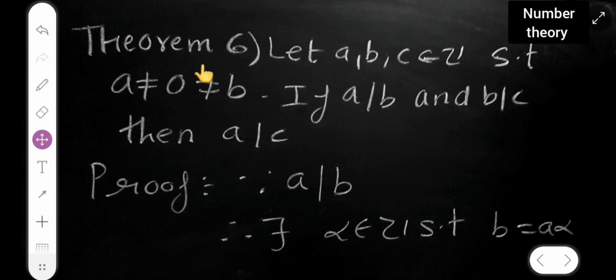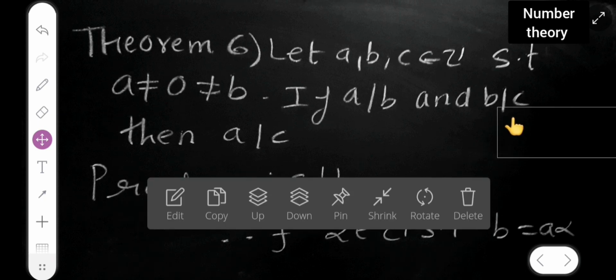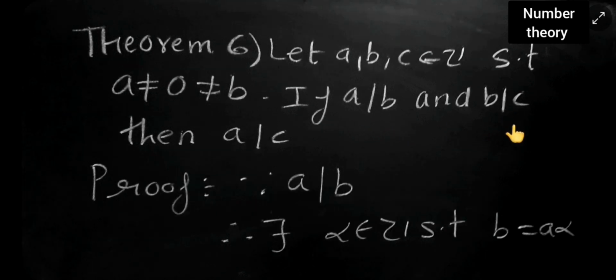Next theorem is number 6. Let a, b, c belong to integer such that a is not equal to 0, b is not equal to 0. Both of them are not equal to 0. If a divides b and b divides c, then a divides c. If this happens, then I can say that if a divides b and b divides c, then a divides c.